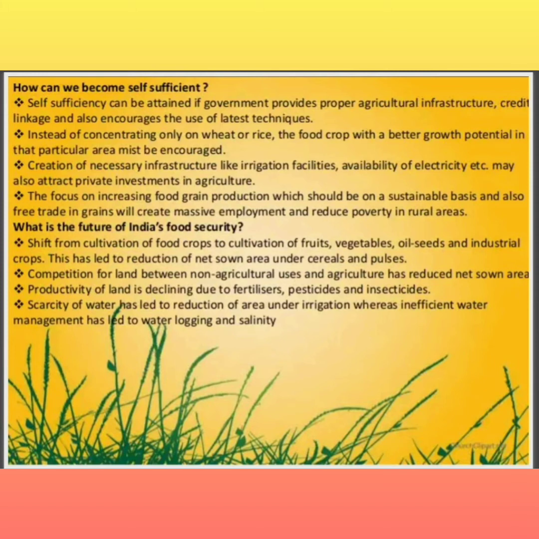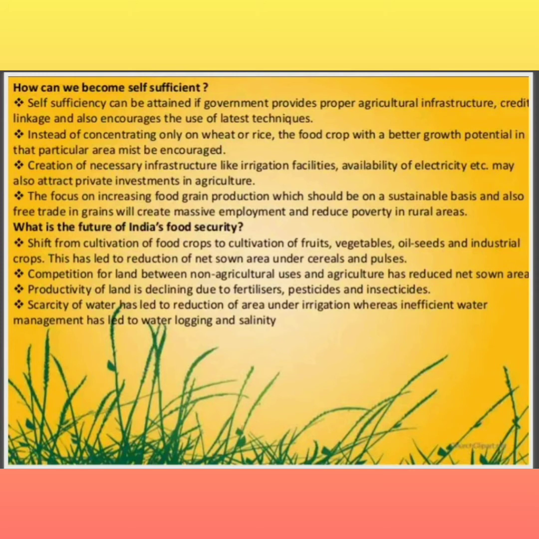Now, the competition for land between non-agricultural uses and the land used for agricultural purposes has reduced the net sown area. Now, the productivity of land is declining due to the fertilizers, pesticides and insecticides being used for increased production of the crops. So, what is that doing? That is degrading the land, or the soil quality.